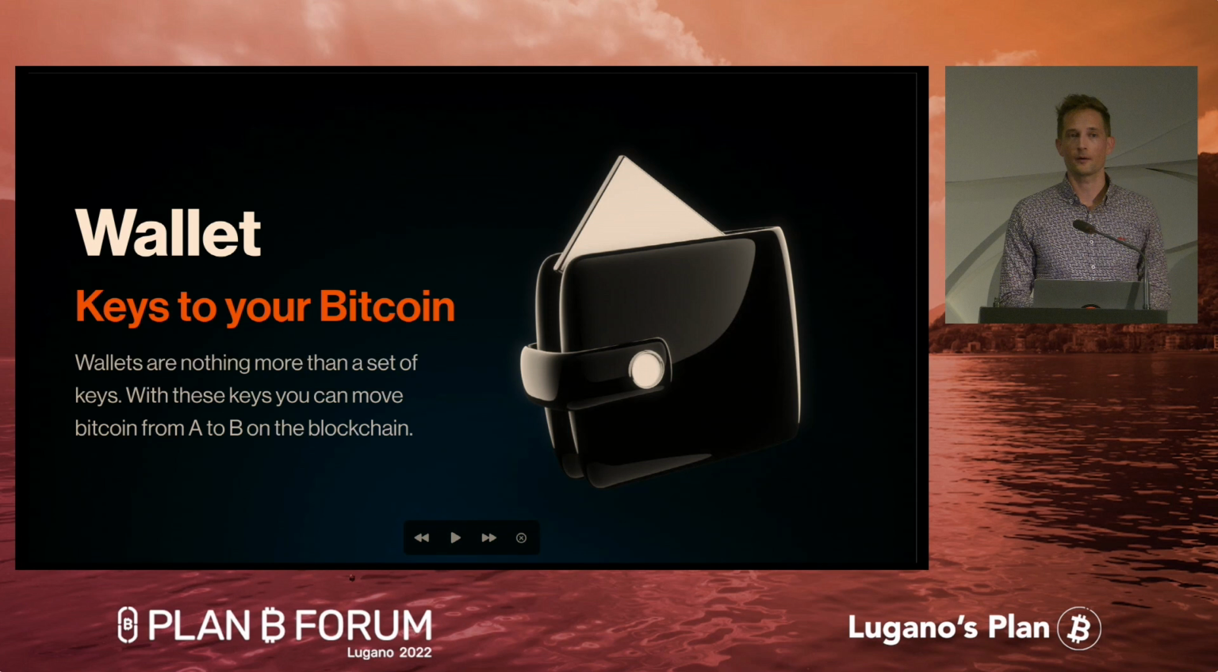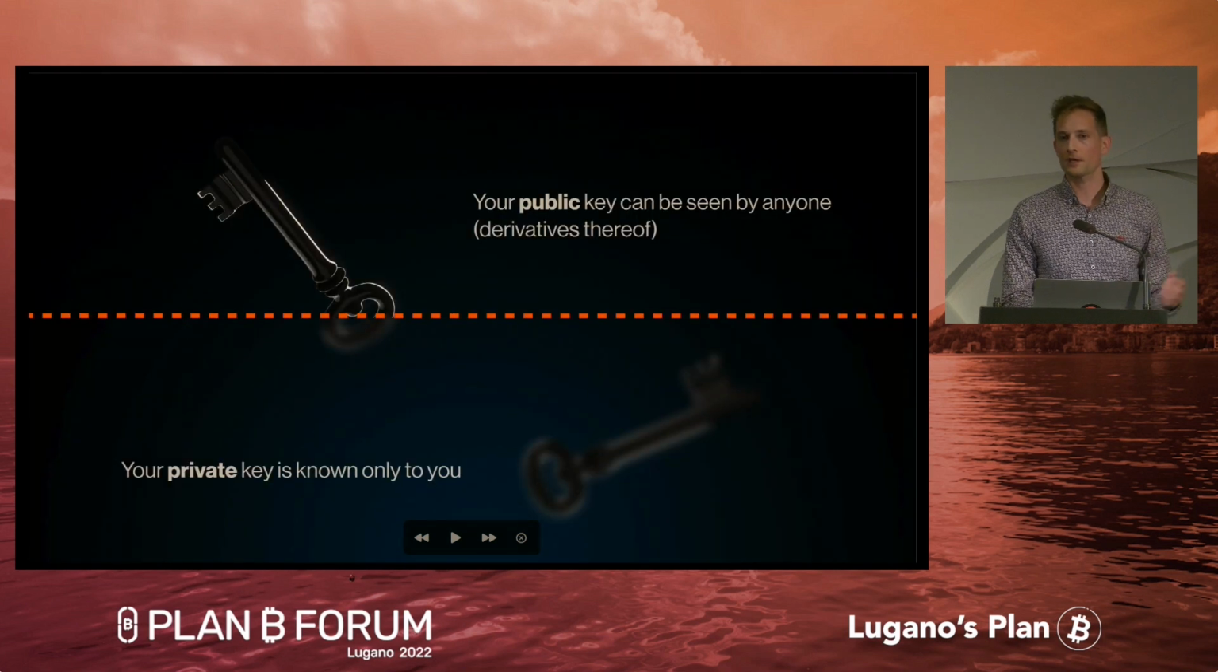Wallets, unlike many people believe, don't hold your Bitcoin. Bitcoin lives on the blockchain and never leaves the blockchain. So instead, what wallets are essentially is a set of keys that allow you to move that Bitcoin to a different address. Keys are essential to using Bitcoin. Private keys allow you to sign transactions, and the public key generates addresses that other people can use to pay you.